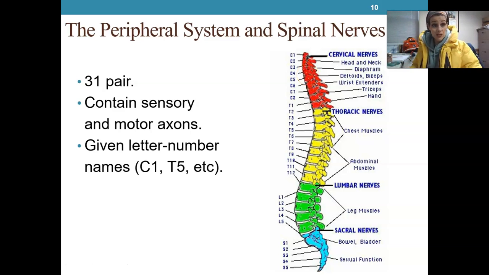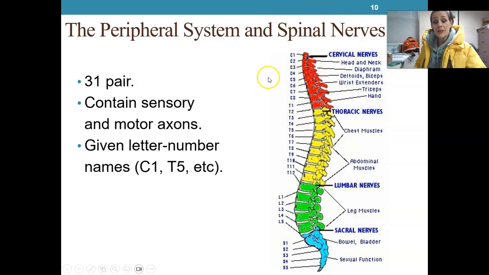As I've mentioned, while in the spinal cord, sensory and motor information is segregated, by the time that they leave the roots of the spinal cord and form the spinal nerves, they have become mixed. So they provide sensory and motor information to the body.